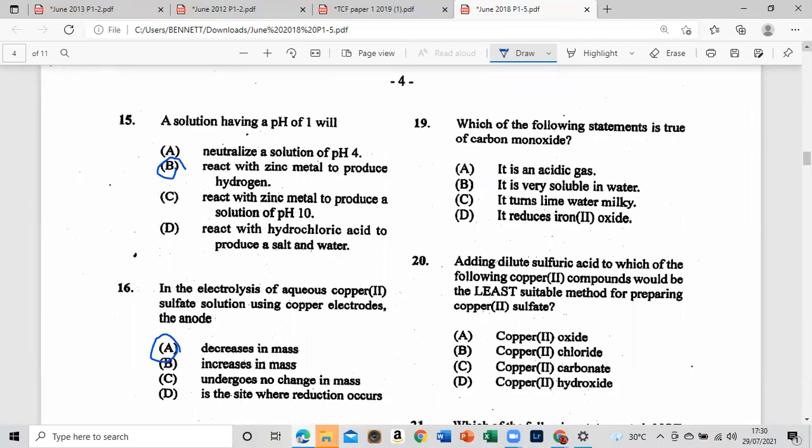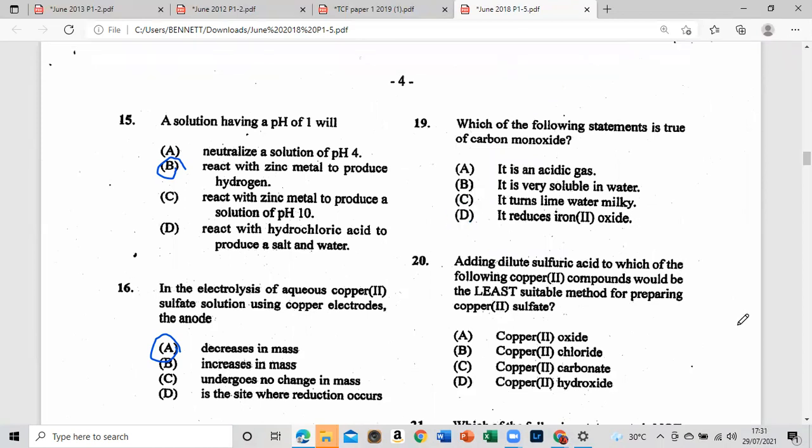Which of the following statements is true of carbon monoxide? It's an acidic gas, is very soluble in water, turns lime water milky, or it reduces iron 2 oxide. And that is, it reduces iron 2 oxide. All right, on to 20.